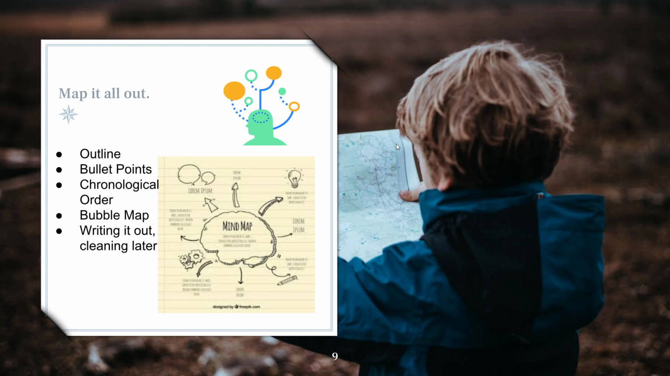Figure out if you want to use an old school outline, if you want to go just bullet points, if you want to go in chronological order, if you want to number it, if you want to put a bubble map together, if you just want to write it out and then clean it up later, I don't care. Just do something that helps get all of the information out and organized so that you can see if you've got a solid paper in the works.